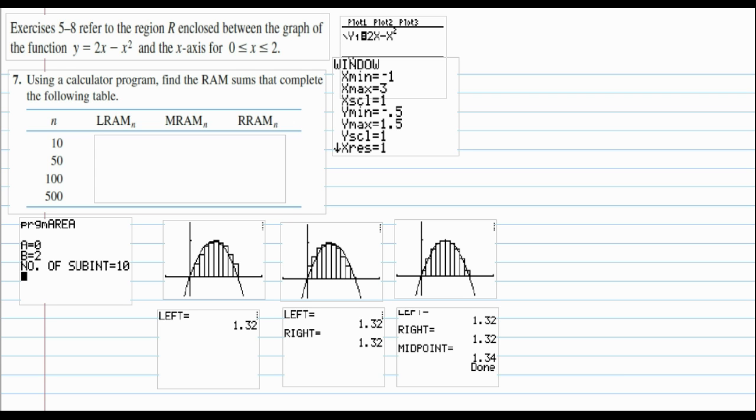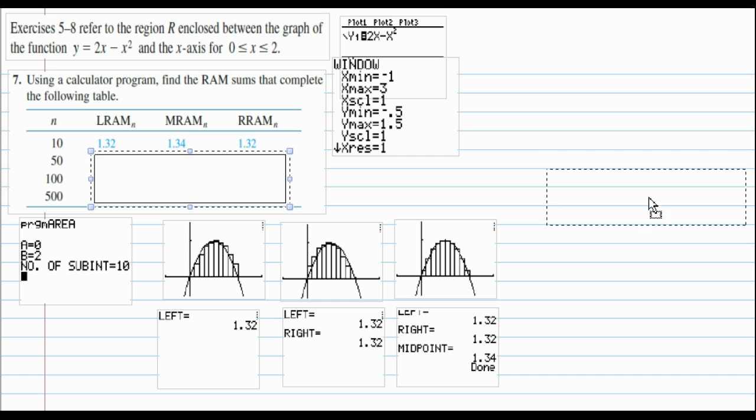So I've already done this. I've put in the function it's asking us to estimate the area underneath, so y equals 2x minus x squared, so a parabola flipped upside down. The x-axis, it wants us to estimate the area between 0 and 2, so there's my A and my B in my program. It did not give me subintervals except for in this chart, so I'm going to need to do 10, 50, 100, and 500. So I just laid out 10 for you. Here's left RAM, 1.32, RAM, and then MRAM. And you can see those numbers reflected here as well.